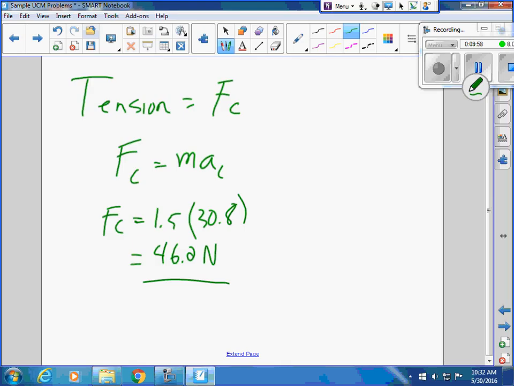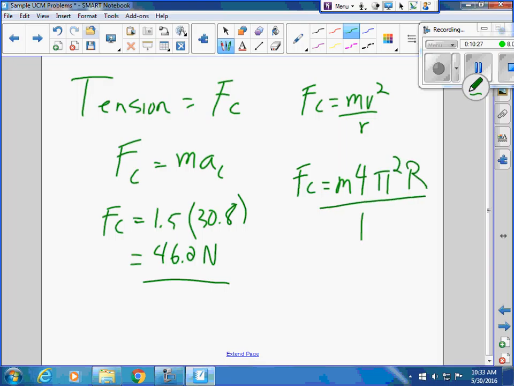Now, is that the only way to do it? Nope. Because we learned yesterday, or Friday, we used FC equals mv squared over r, right? If you use that, you're going to get 46.2. I'm not going to do it. You guys can do substitution. Nate, you can do substitution. You can also use FC is equal to m 4 pi squared r all over T squared.